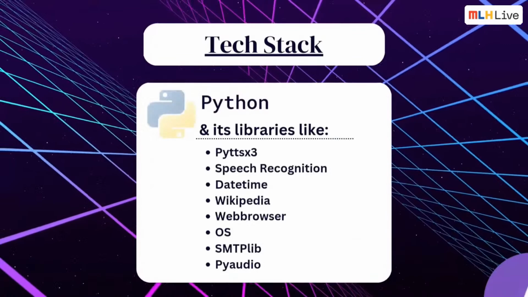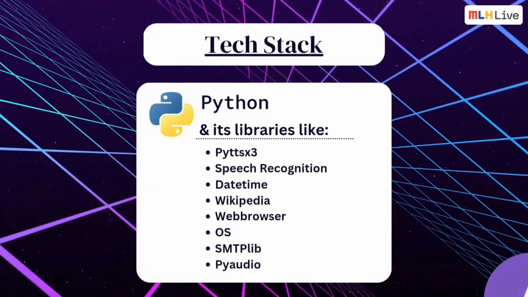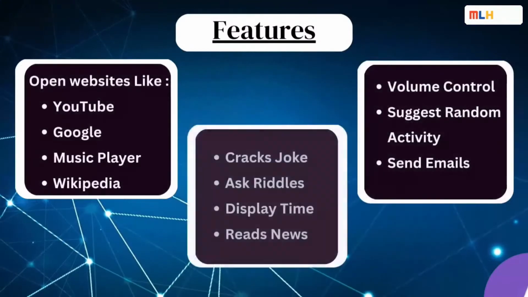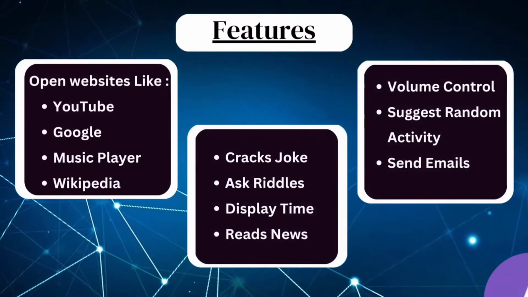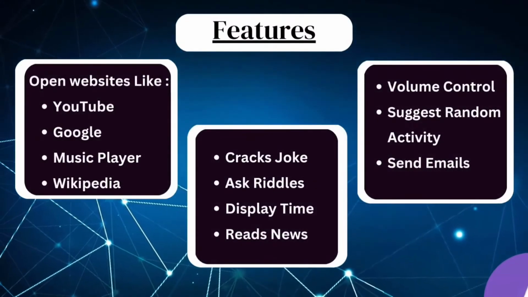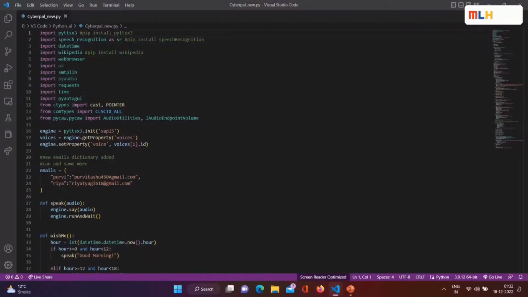Technologies which are used for making cyberpal is the programming language Python and its different libraries like speech recognition, datetime, Wikipedia, web browser, OS, SMTP, and PY audio. Feature and activities that cyberpal can perform are it can open different websites for you like YouTube, Google, music player, and the Wikipedia. It can also crack jokes, ask you riddles, display the current time, and read news for you. It can also control the volume of your system, suggest you the random activities, and can send email. Now let's see the demo of cyberpal.